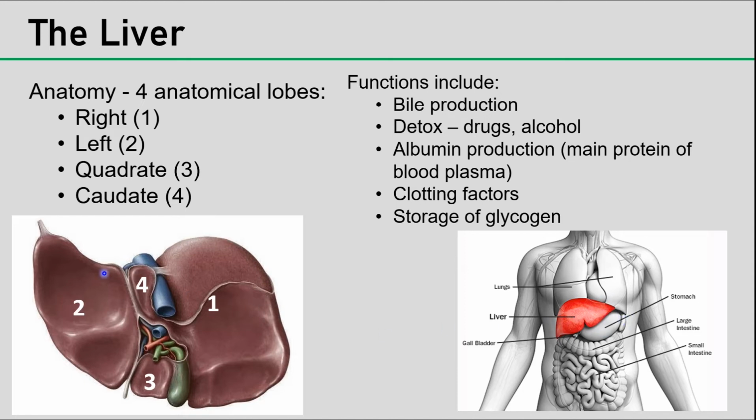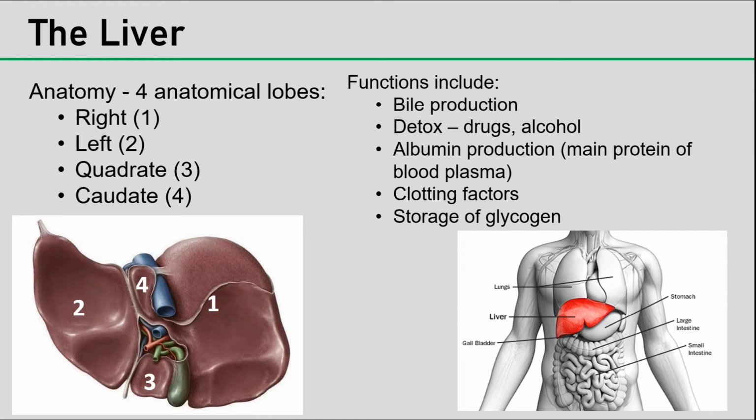On this image over to the left, we are actually looking at the liver from the posterior aspect. So this is the right large lobe from here, and then this one is the left. So this one is pointing over here. So we're looking at it backwards.